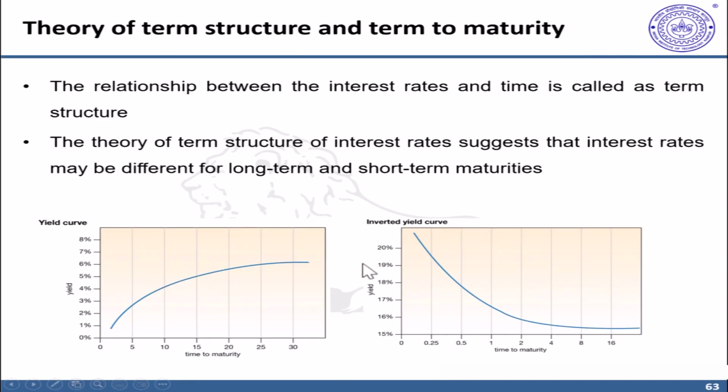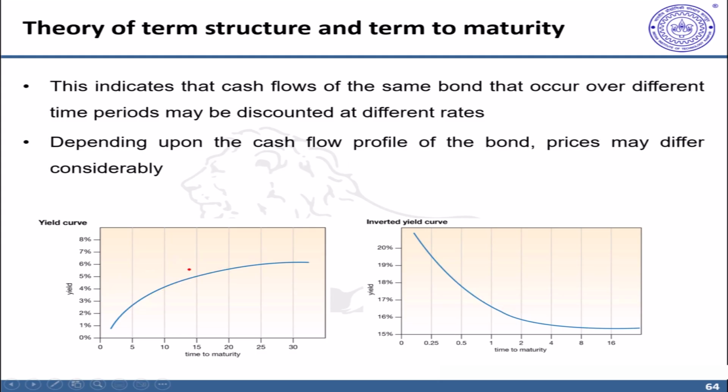Let us start the discussion with the theory of term structure and term to maturity. According to the theories of term structure, interest rates vary with time to maturity. For example, if there are bonds, then with the maturity of the bond, the yield curve may increase or decrease like this. This is called the term structure of interest rates. And the theory of term structure of interest rates suggests that interest rates may be different from short term to long term. This has a lot of implications for bond prices.